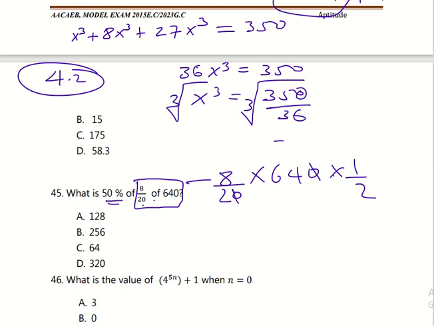So cut the zeros here, and 2 times 2 is 4, so this by 4 will be 16. 16 times 8 will give us this number. So when you multiply 8 times 16, it will be 128. Yes, so the answer should be A.